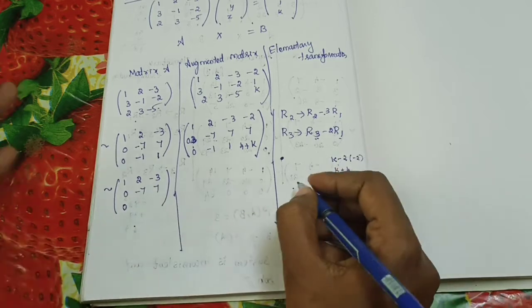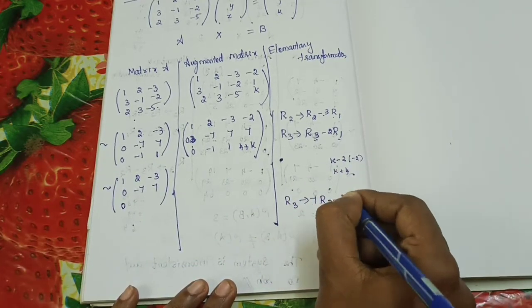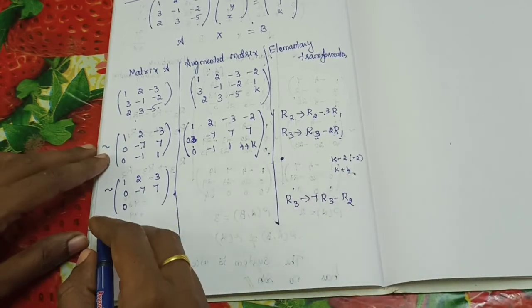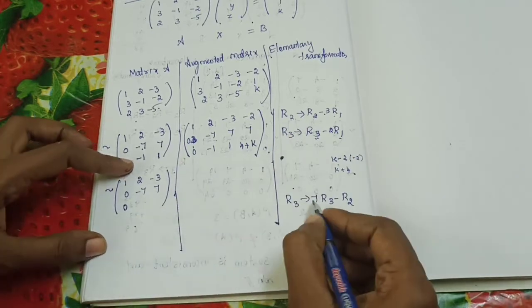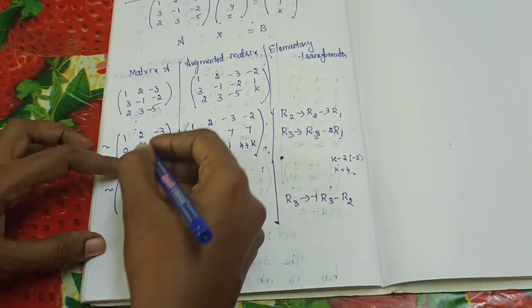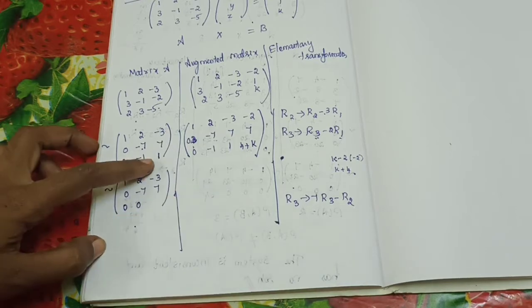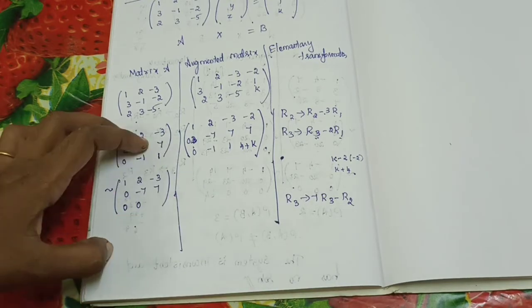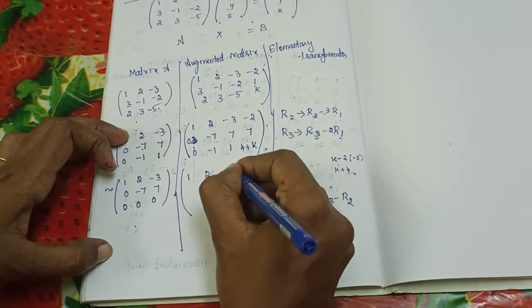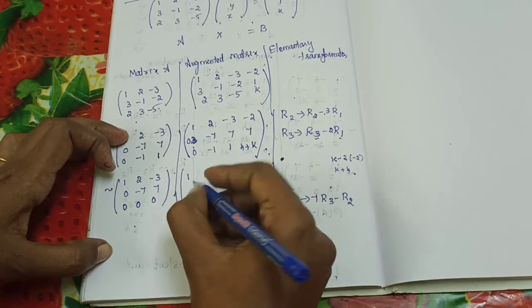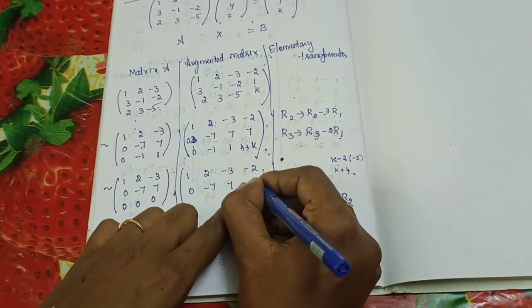This one directly we will write 0. We can change R3 implies 7 R3 minus R2. So 7 R3 means it will become 0, 0 minus 0, 0. Then 7 times minus 1 means minus 7, minus into minus becomes plus, we will get 0. Then 1 into 7 means 7, 7 minus 7 means you will get 0. Same thing you can copy here: 1, 2, minus 3, minus 2; 0, minus 7, 7. This entry also 7 you will get.